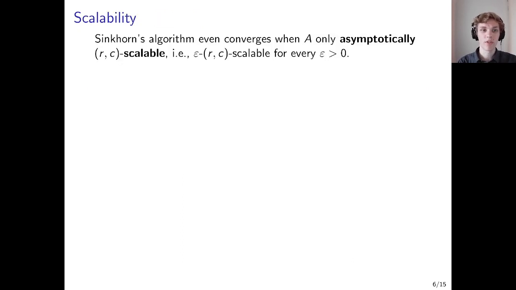But actually what's even true is that Sinkhorn's algorithm even converges when A is only asymptotically scalable, i.e. it's epsilon scalable for every epsilon larger than 0. Now, how do you check this? Well, I will give you an equivalent condition now, which is the following.